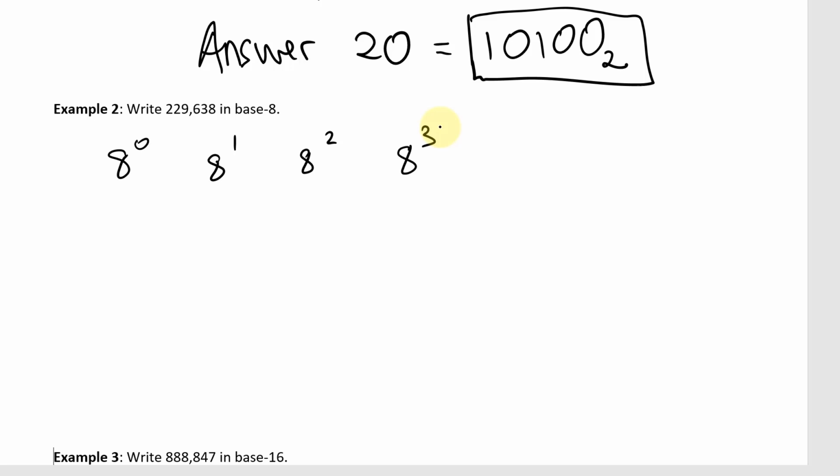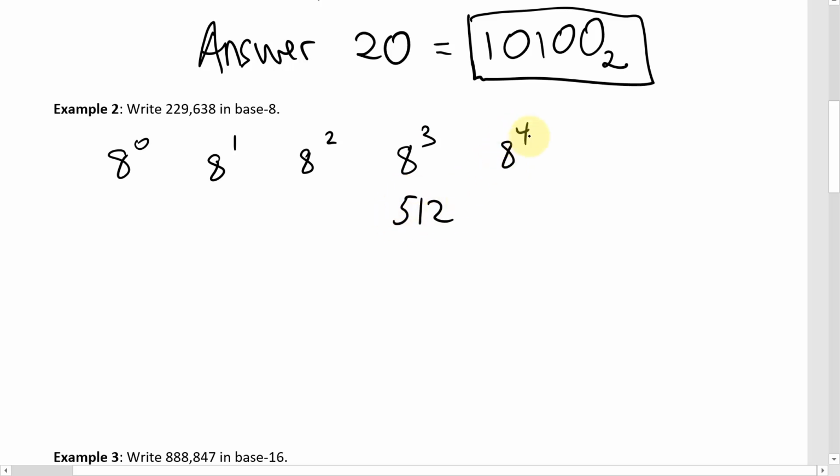So 8 to the power 3 is 512. So this is still much less. So I know I've got to keep going. 8 to the power 4, 4096. Got to keep going. 8 to the power 5, 32,768. Okay, let's try one more.